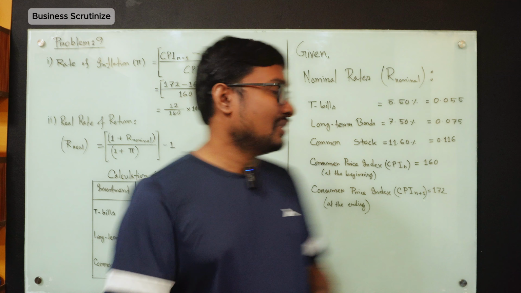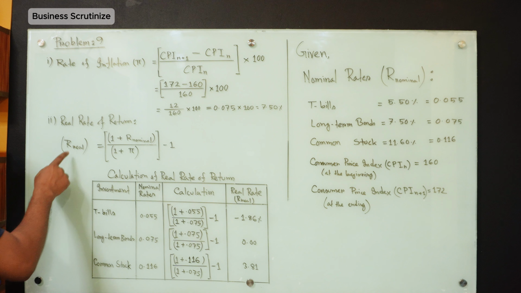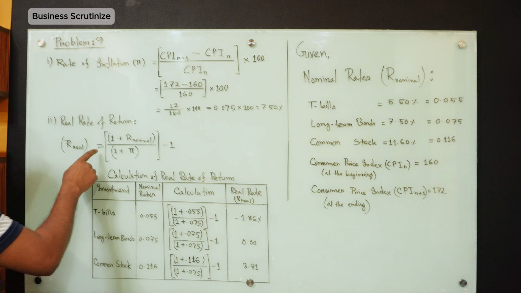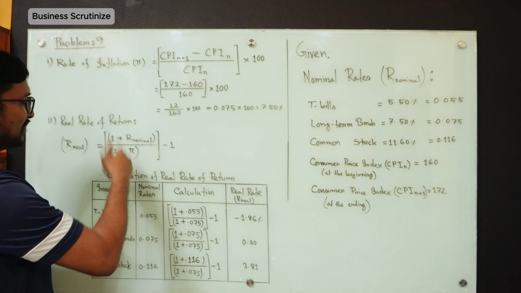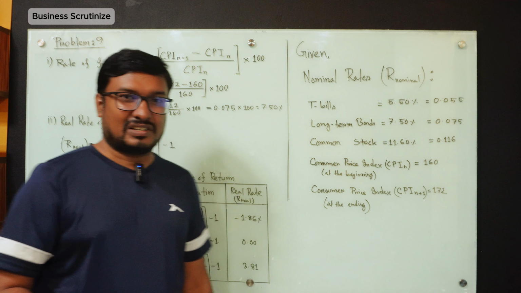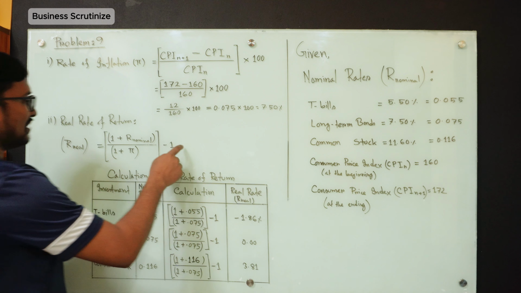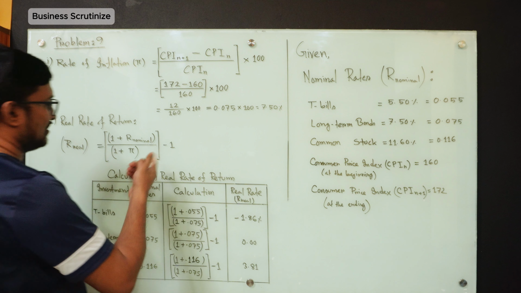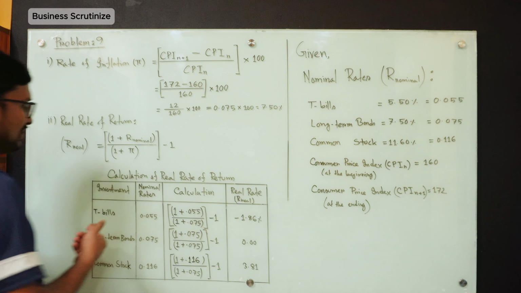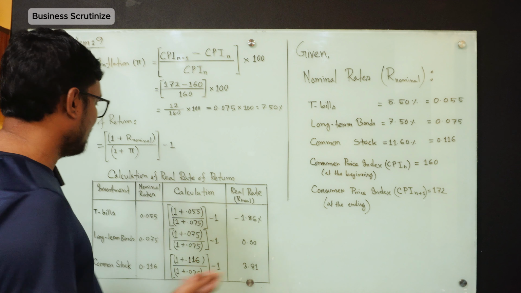We will see now how to measure the real rate of return, which is shortly written as R real, and the formula is 1 plus R nominal, I mean the nominal rate, divided by 1 plus the inflation rate. The inflation rate we have already computed, and we also have to subtract 1 for the computation, as it is a part of the formula. Now we can calculate this requirement in a table.